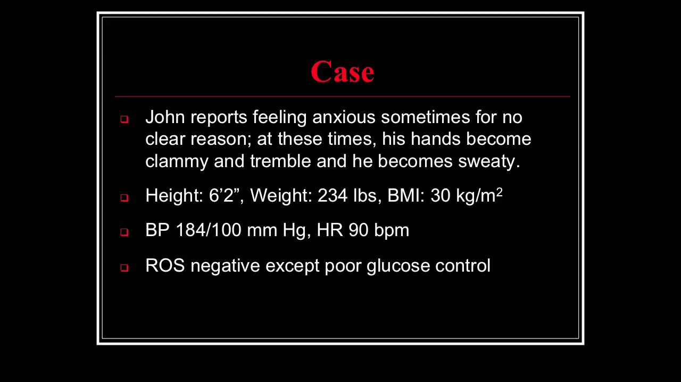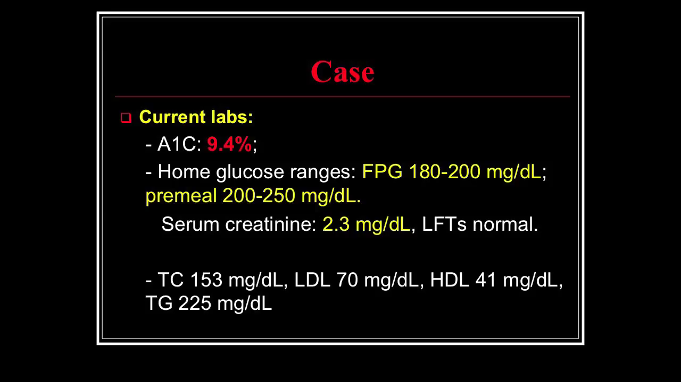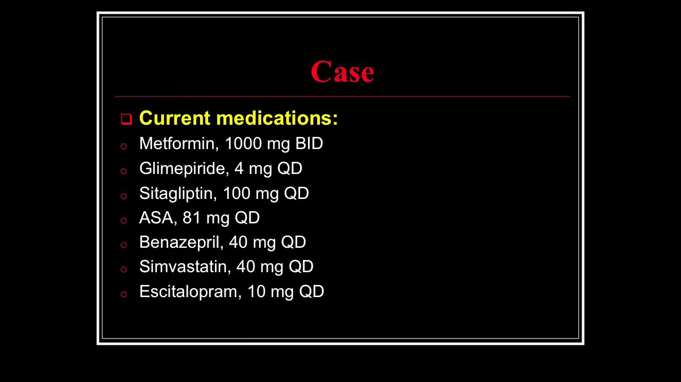He reports in the visit that he feels anxious, sometimes for no clear reason. At these times, he becomes clammy, trembles, and also becomes sweaty. BMI is 30, right at borderline, blood pressure elevated, review of systems negative except poor sugar control. Current lab A1C 9.4%, fasting plasma glucose is 180 to 200, and pre-meal 200 to 250 milligram per deciliter, and creatinine 2.3.